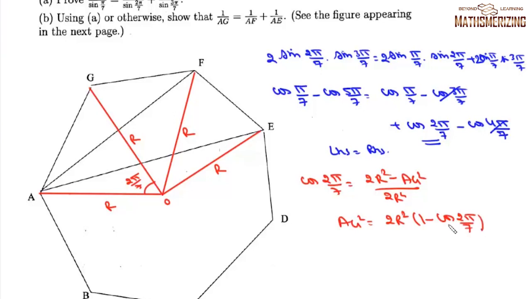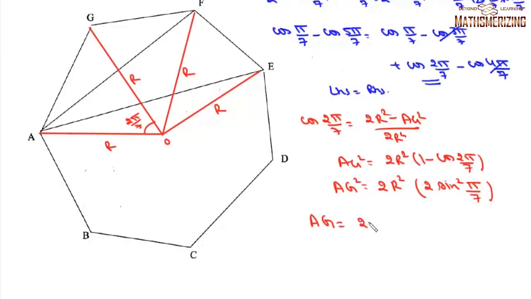Now 1 minus cos theta is 2 sin square (theta by 2). So it will be AG square equals 2r square into 2 sin square (pi by 7). We can write this AG as 2r sin(pi by 7), or sin pi by 7 equals AG upon 2r.